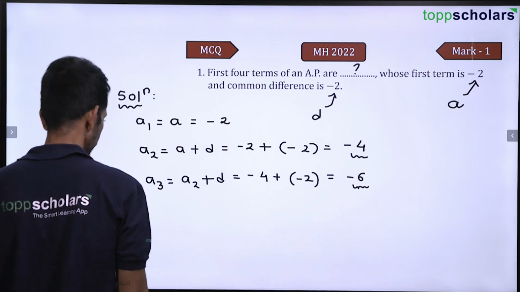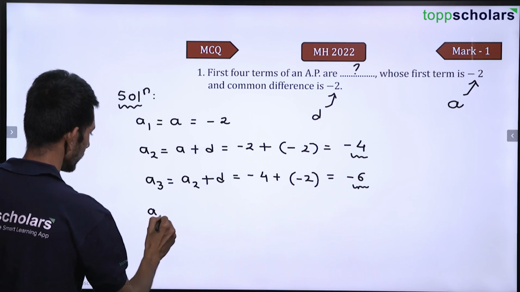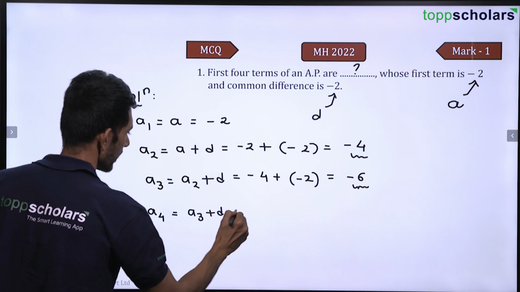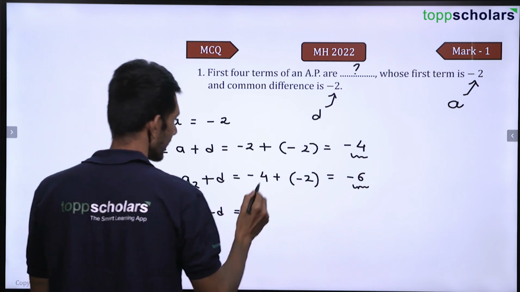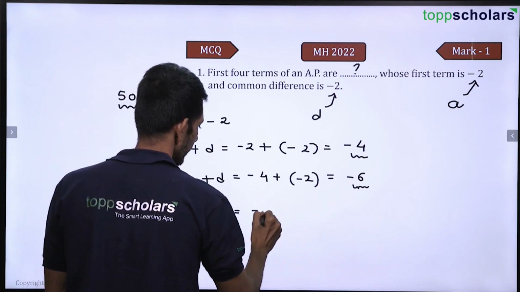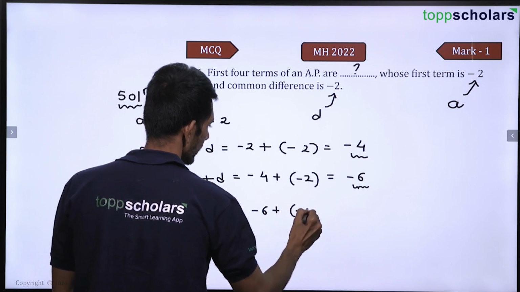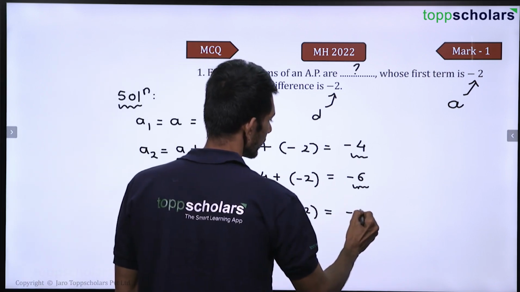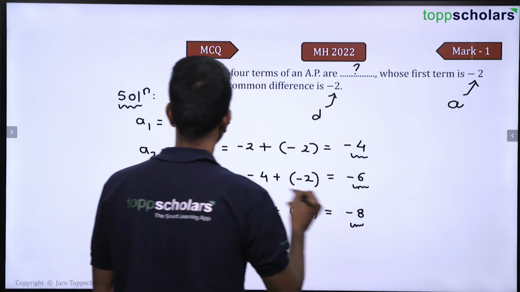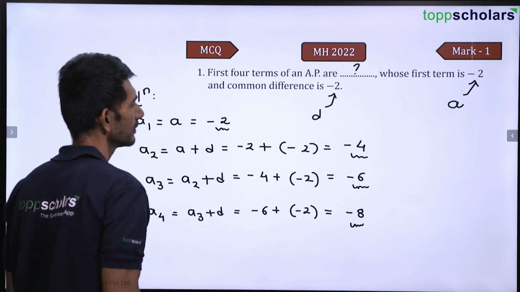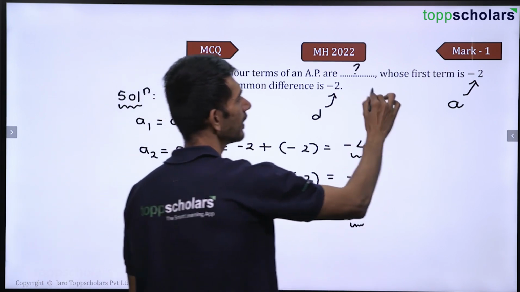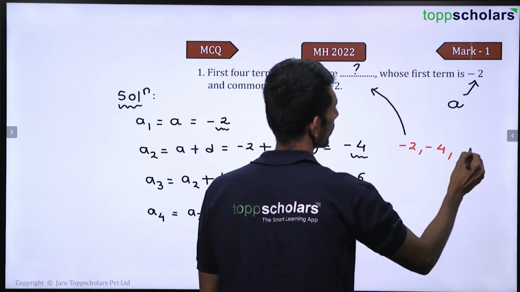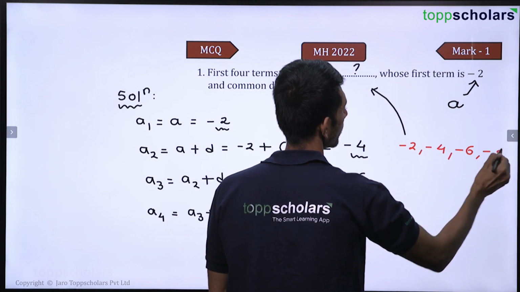minus 6. What is the fourth term? The fourth term is A3 plus D. What is A3? A3 is minus 6. What is D? D is minus 2. Minus 6 plus minus 2 is minus 8. So what are the 4 terms here? Very simple. The first 4 terms are, you'll write down minus 2, minus 4, minus 6, minus 8.